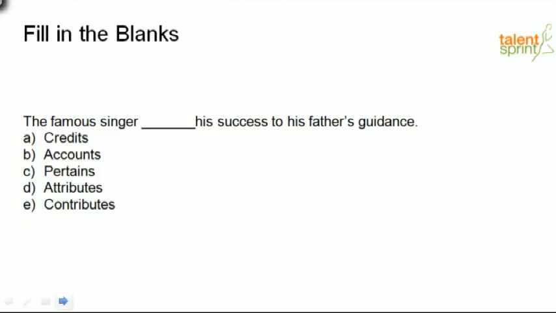So it's important for us to understand the meaning of these words and the options as well, right? So I have credits, accounts, pertains, attributes, and contributes. If I look at credits, let me give you an example sentence. If I say I bought my stereo on credit, it's basically an arrangement for deferred payment of a loan. In this example that I gave, it's purchase, right?